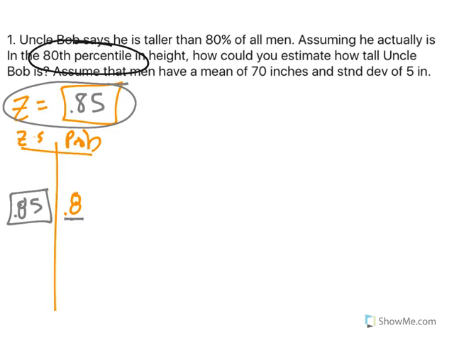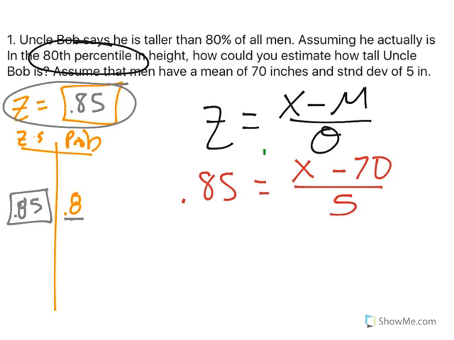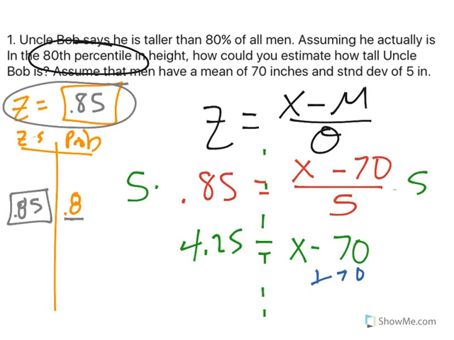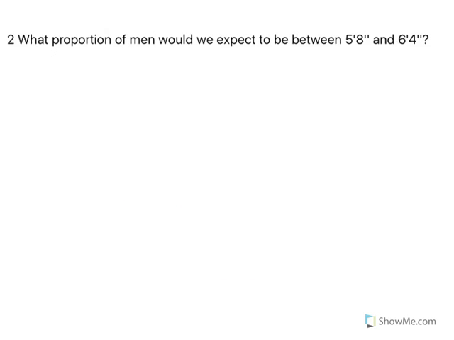And you may say, I don't know how that helps me. Well, it does, because the z-score is the value minus the mean over the standard deviation. So if we know the z-score is 0.85 and we're looking for the value, the mean is 70, the standard deviation is 5. Now we just have to solve this equation. We multiply both sides by 5. So x minus 70 gives me 4.25. Then we add 70 to both sides, and Uncle Bob would be approximately 74.25 inches in height. So we kind of work backwards from what we normally do.